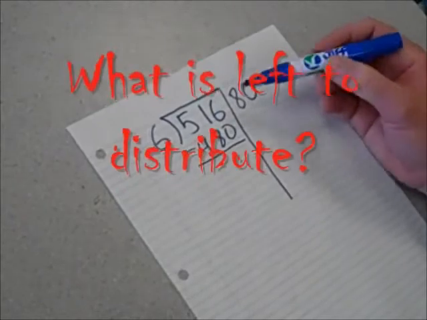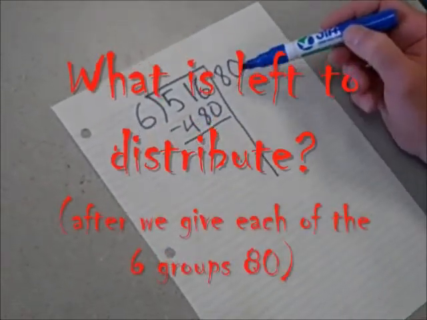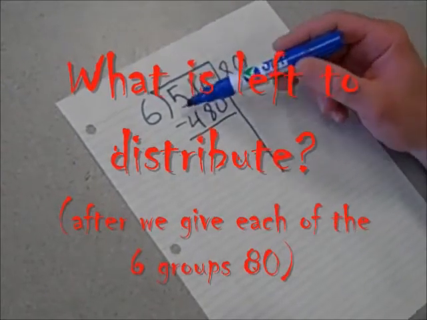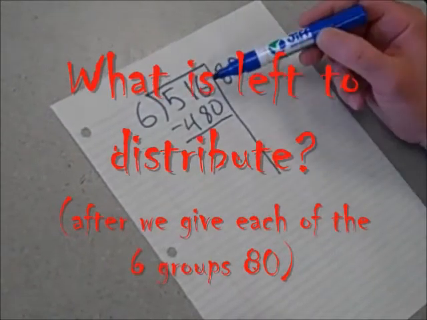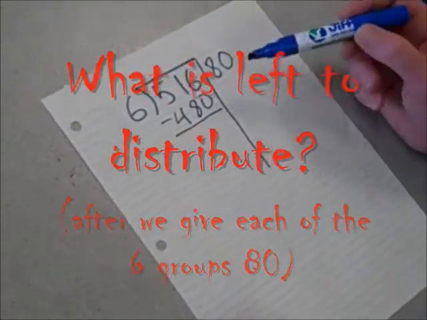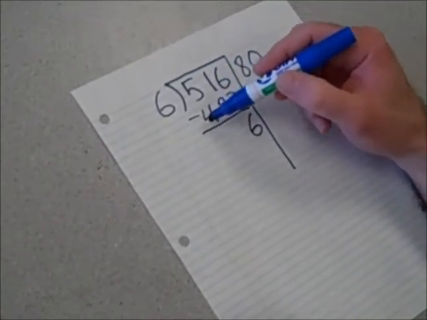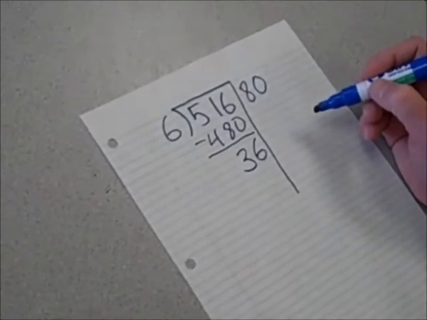And then I've got to figure out how much I've still got left to distribute. So I've distributed 480 because I put 80 in each of 6 groups. And now I've got to do some subtraction. I've got to subtract 480 from 516. So 516 minus 480. I'm going to have 6 ones, and then I'll have 51 tens minus 48 tens, and that's going to leave me with 3 tens.